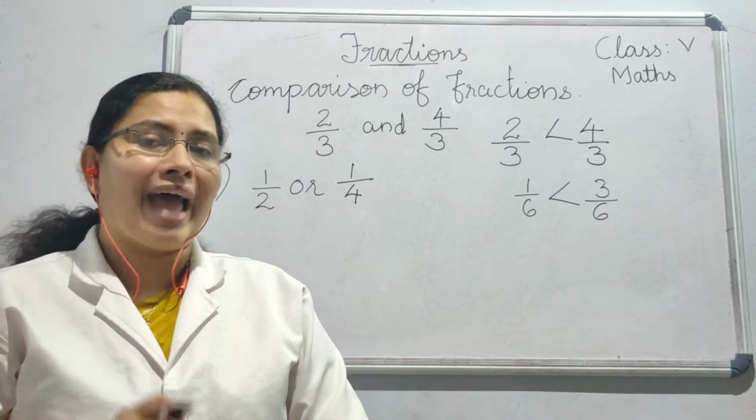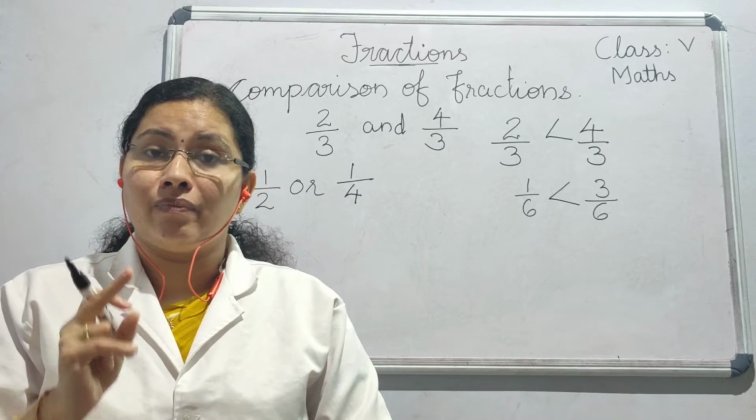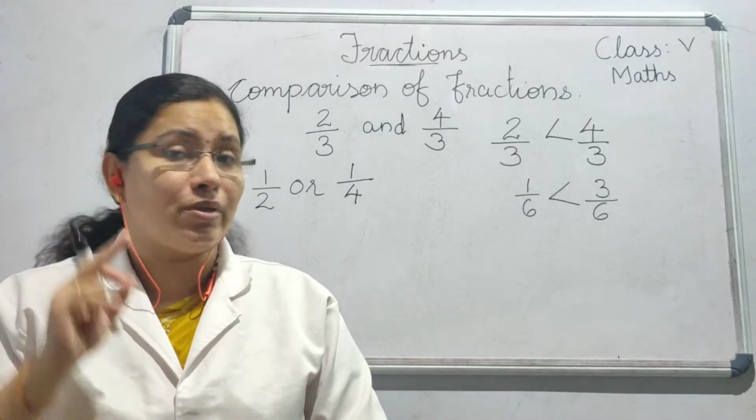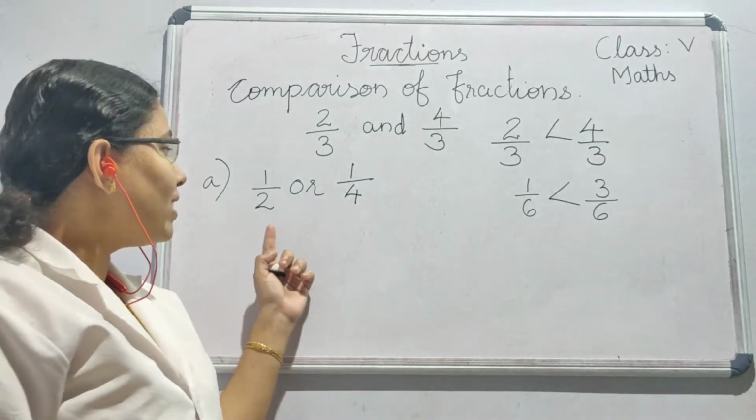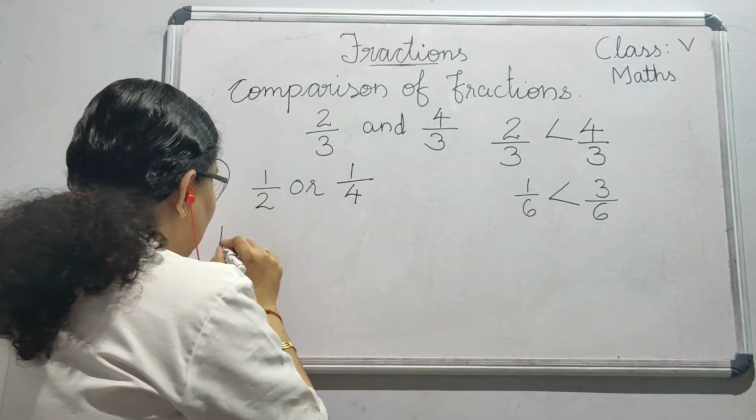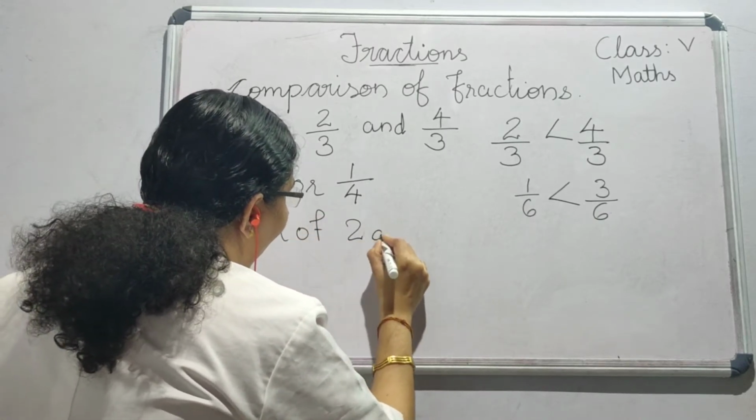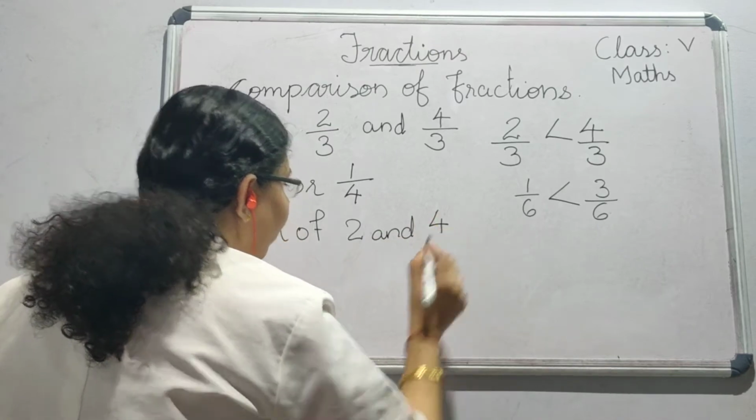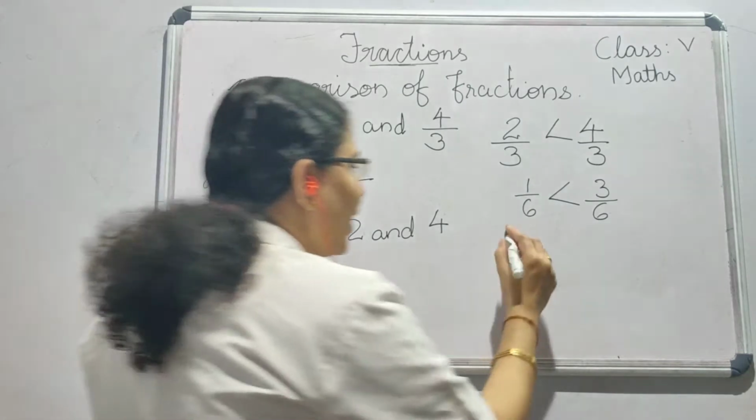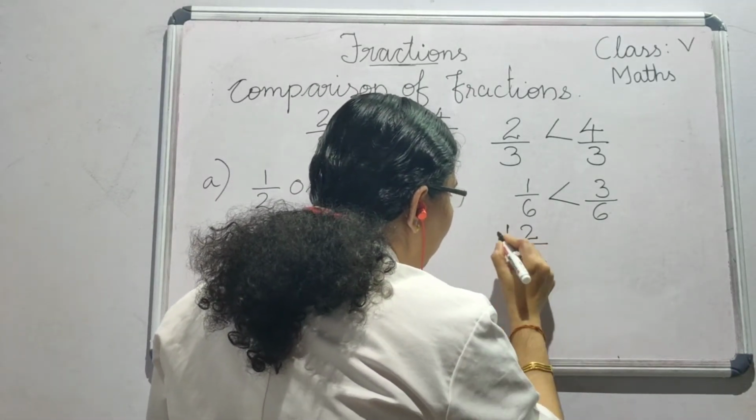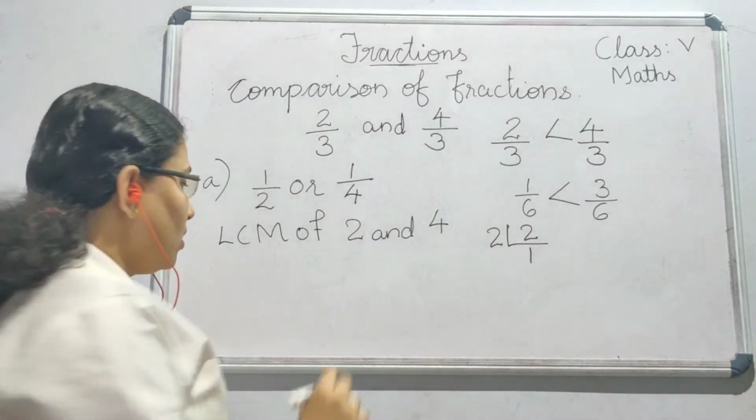So for that, we have to find out the LCM, least common multiple. Do you remember that? LCM of the denominators. So what are the denominators here? LCM of 2 and 4 we have to find out. Let us do that. 2, we have to divide by 2 and you will be getting 1.